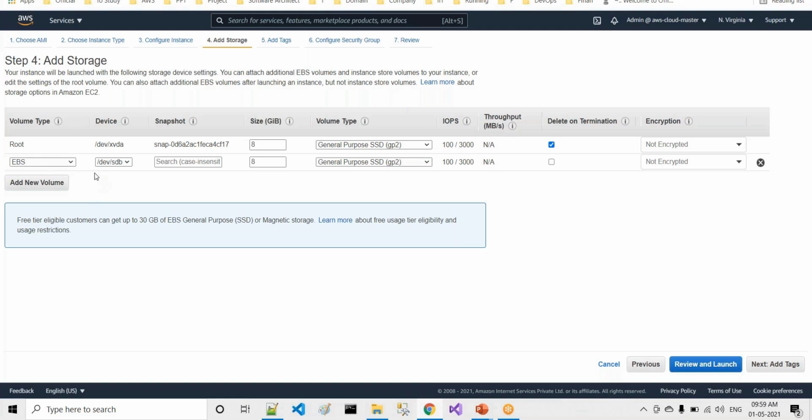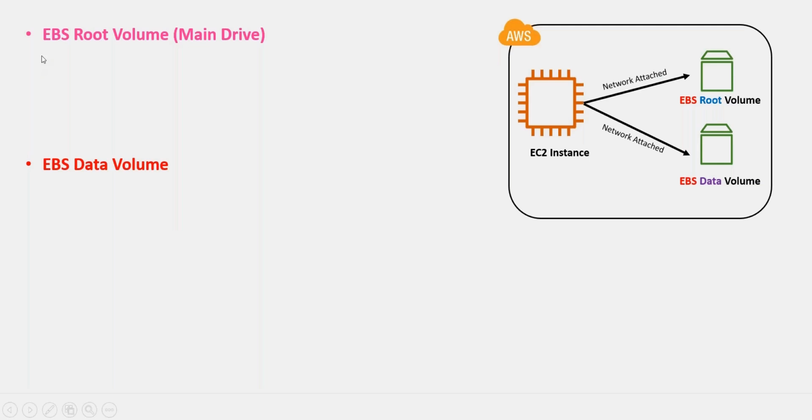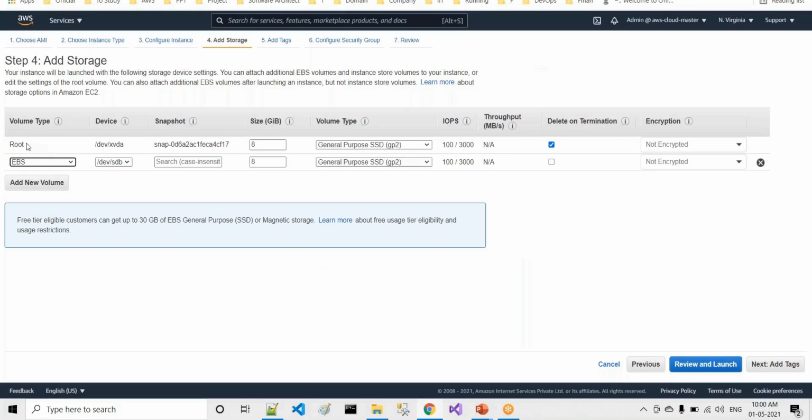See, this is the storage for your server that you are taking. One is the root, second is an EBS. So root is also EBS. Normally they call it root, and the second is EBS. So it is called root volume, and data volume. That is what I'm talking about. EBS root volume is the main drive, and EBS data volume. So this is a root volume and this is an EBS volume.